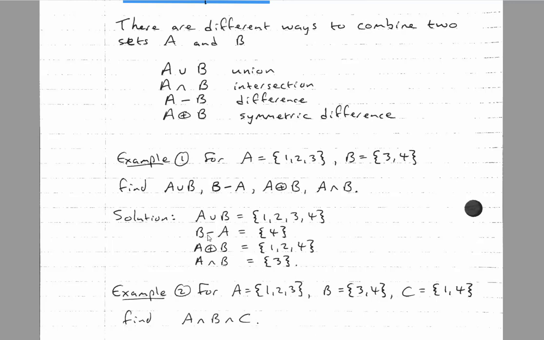The set difference, B minus A, is everything in B, but take away anything that is also contained in A. So we're looking at B, anything in B also in A. This 3 is also in A, so we're going to take that away. But 4 is in B and not in A, so the set difference B minus A is 4.